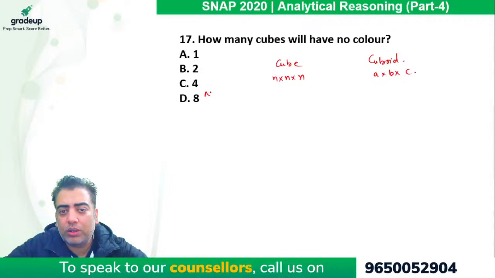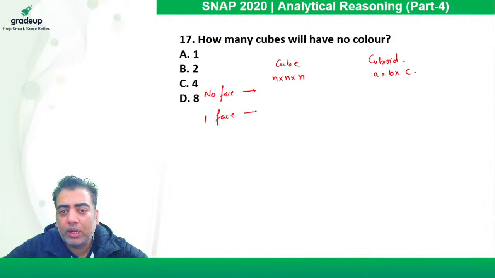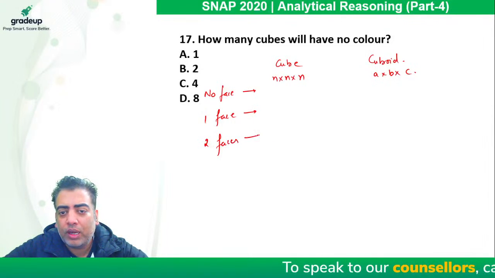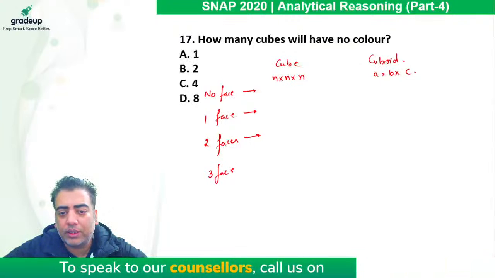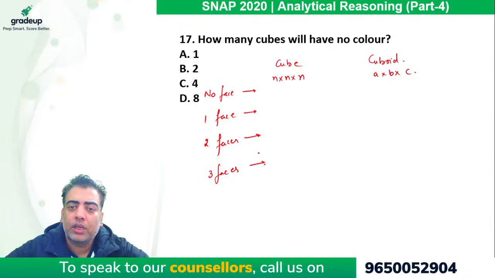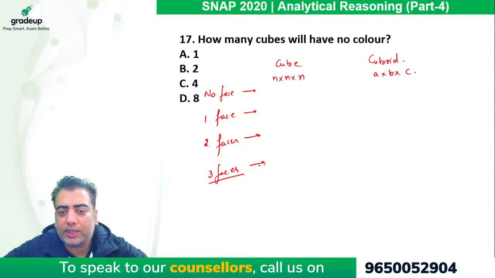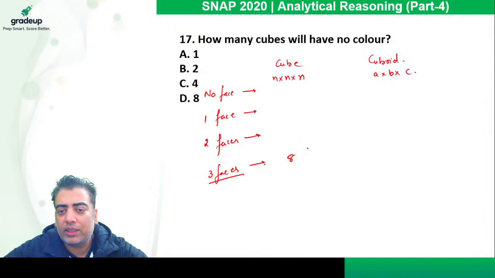First will be the number of cubelets whose no face is painted. Number of cubelets whose exactly one face is painted. Number of cubelets whose exactly two faces are painted. Number of cubelets whose exactly three faces are painted. Right? When it comes to three face painted, they are always along the corners, which I just wrote, and there are 8 corners.